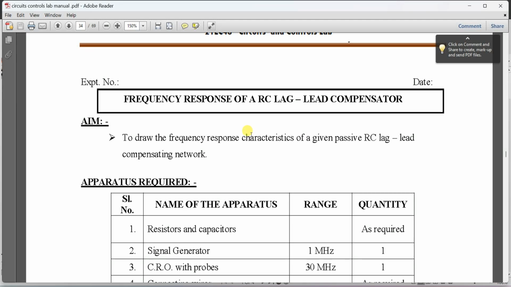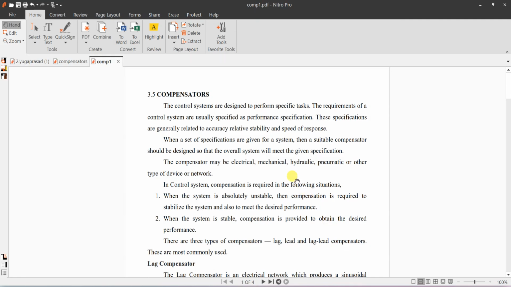Today, I'm going to explain the frequency response of the RC lag lead compensator network. So first of all, what do compensators actually mean? Let us see the theory part.